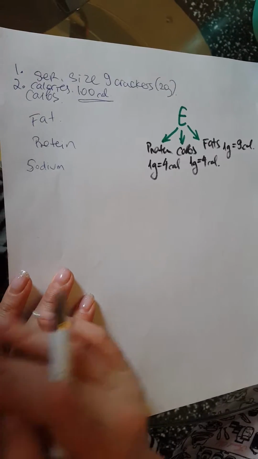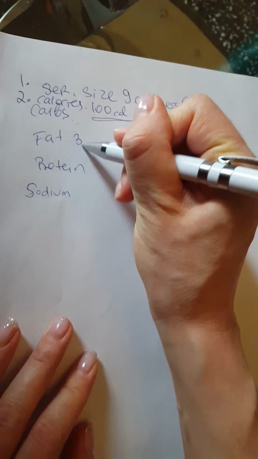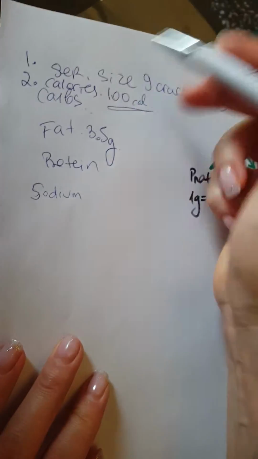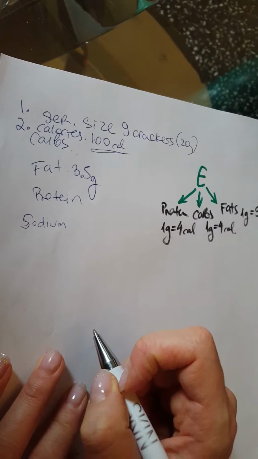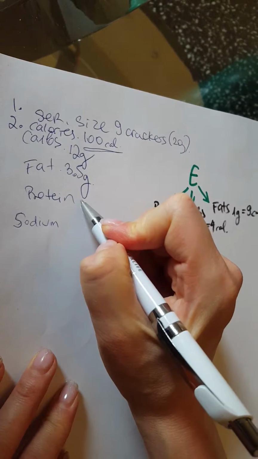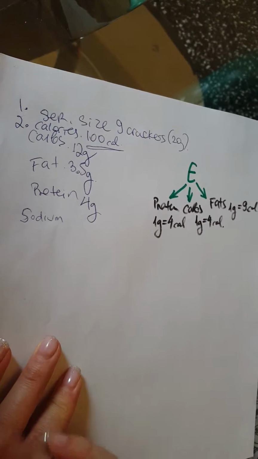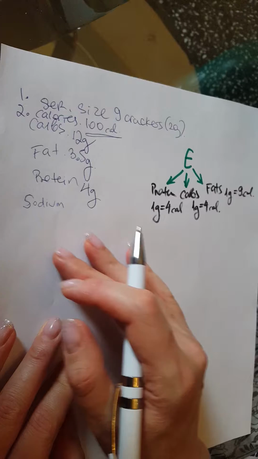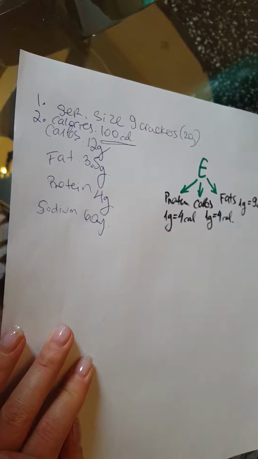So now what I see is that 3.5 grams in this serving size are coming from fat. From carbohydrate, we get 12 grams. And protein, it's only 4 grams. Okay? For now, we know the story. And 60 milligrams of sodium.